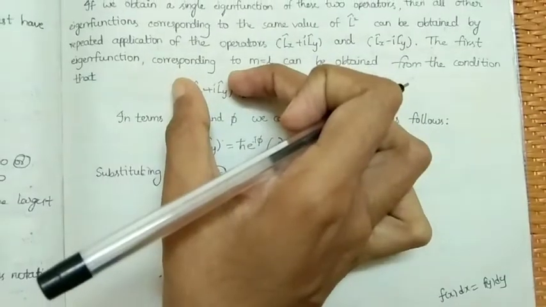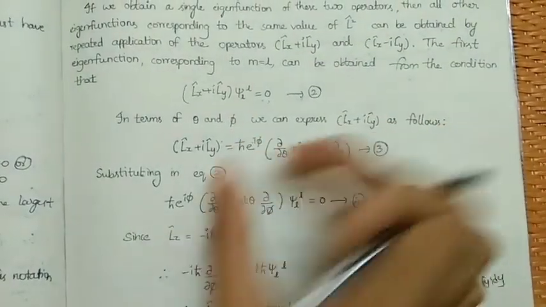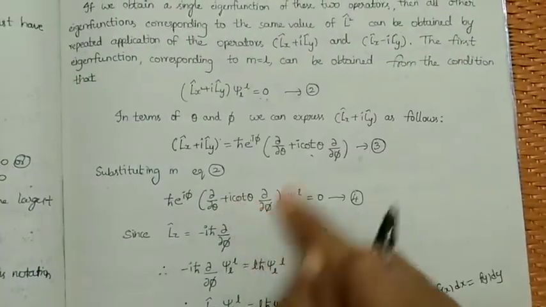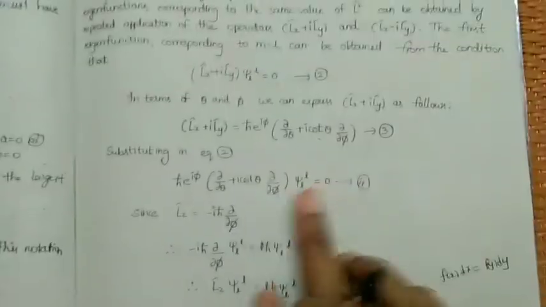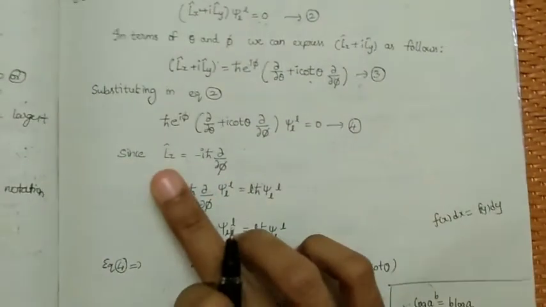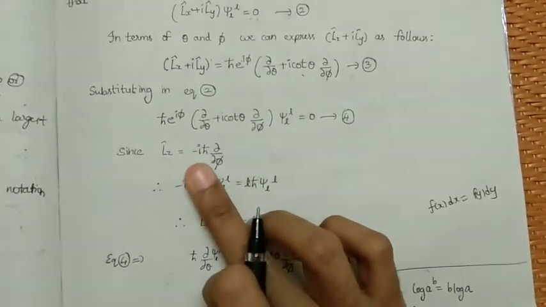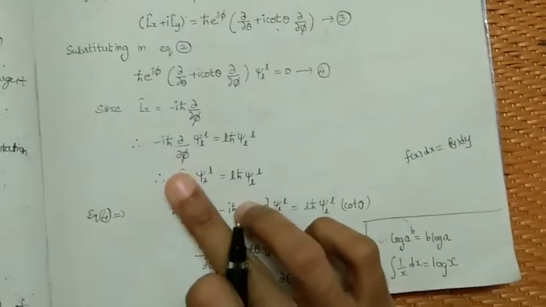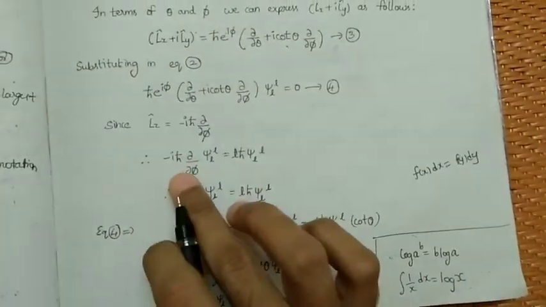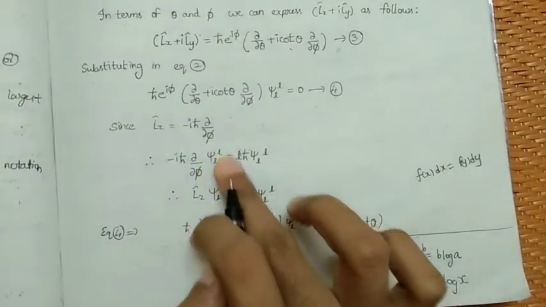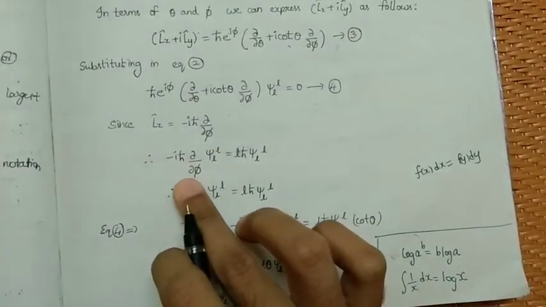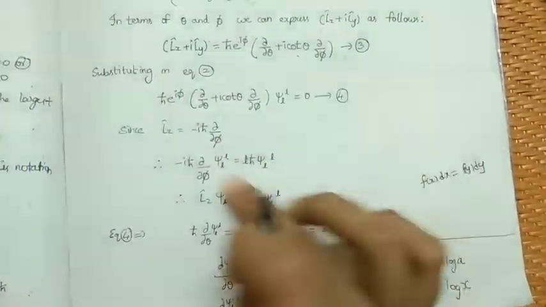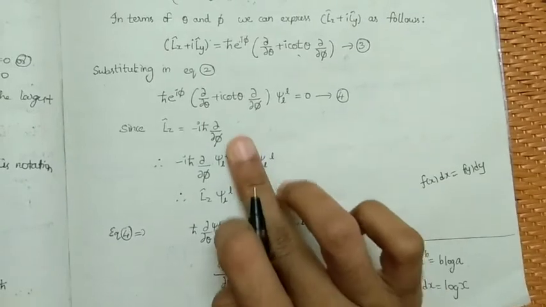So in the place of Lx plus iLy, we need to substitute this term, ħ e^(iφ) (∂/∂θ + i cot θ ∂/∂φ) ξ_L equals 0. So this is the term. And we already know that Lz is nothing but minus iħ ∂/∂φ. So if we operate this on this ξ_L, that is minus iħ ∂/∂φ ξ_L, the Lz operator operating on this wave function would give us the same wave function multiplied with its eigenvalue.